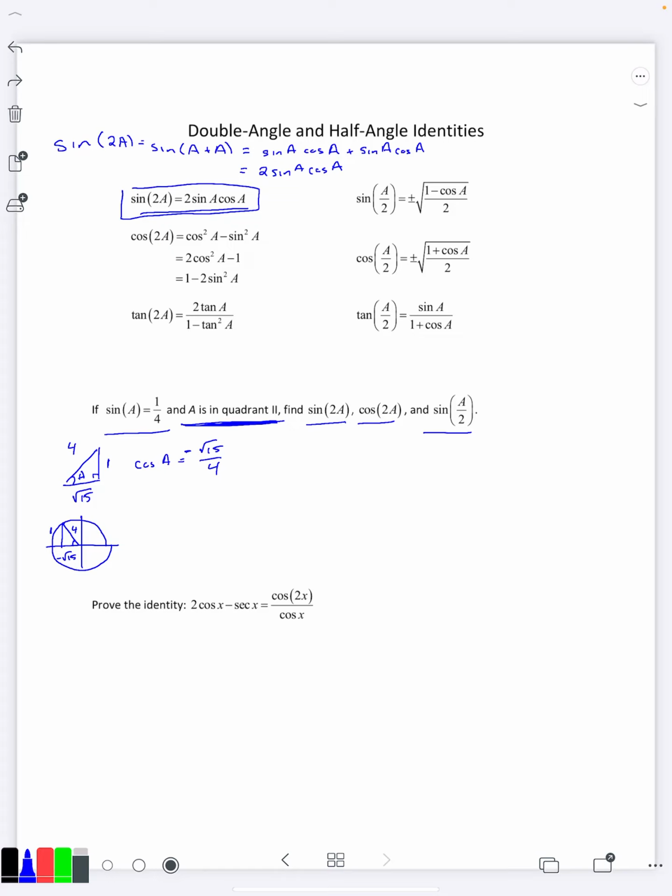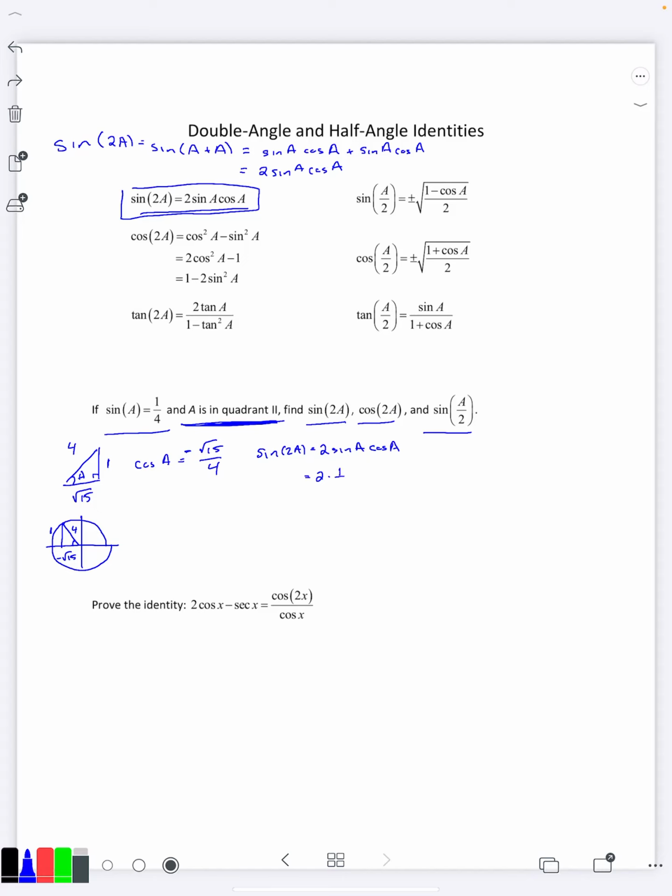So keep in mind that the signs could be positive or negative, and you have to know which trig functions are positive or negative in which quadrants. That's something we covered in the past. Now that we have this, though, we can finish the problem. So sine of 2a is 2 sine a cosine a.